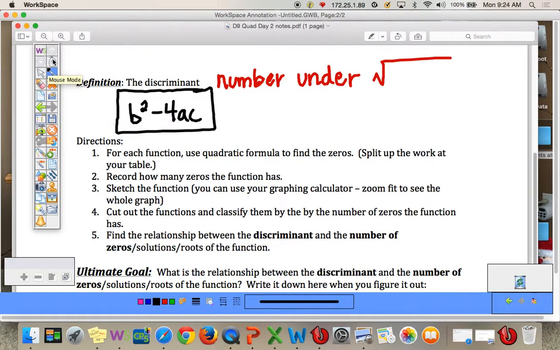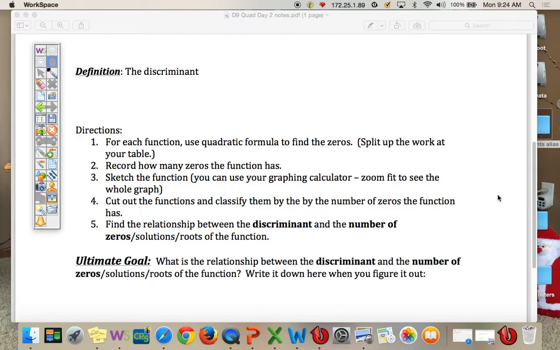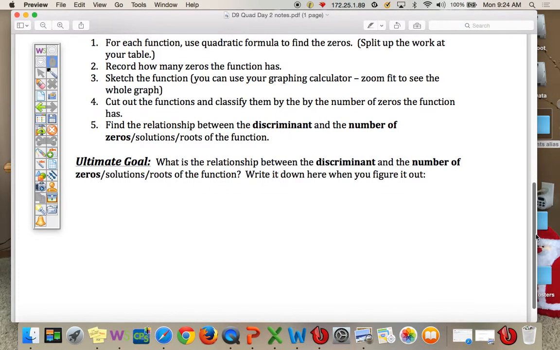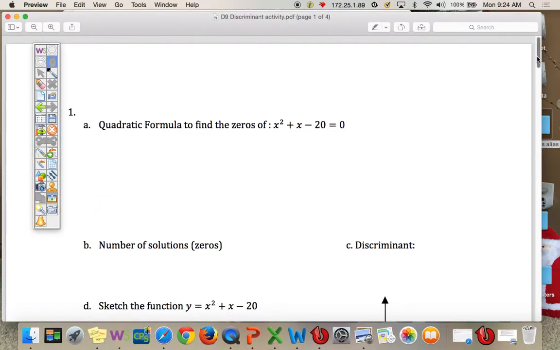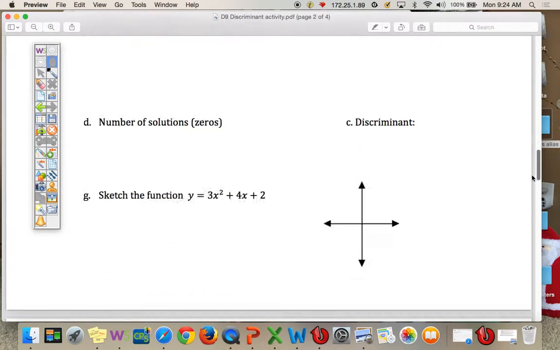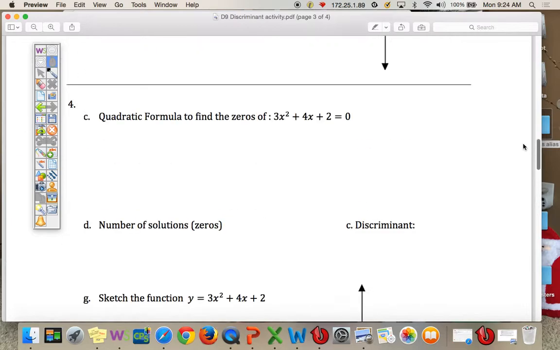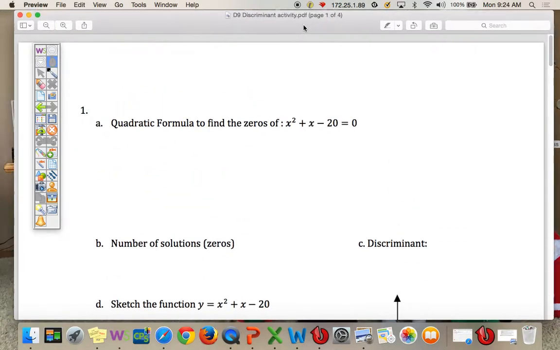The ultimate goal: what is the relationship between the discriminant and the number of zeros, which are the roots or the solutions of the function? And then we're going to write it down here when you figure it out. So it's an in-class activity. We'll do a few of them together. So you'll get a sheet of paper, you'll cut it apart and each do a few of these.